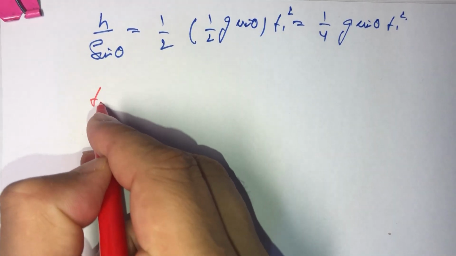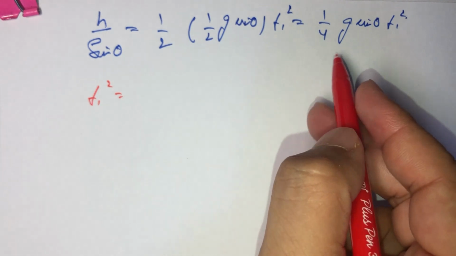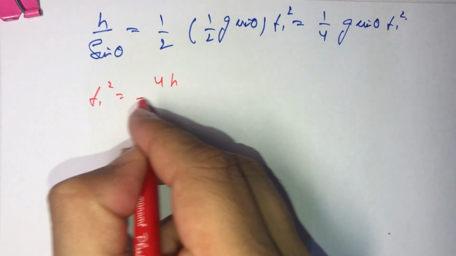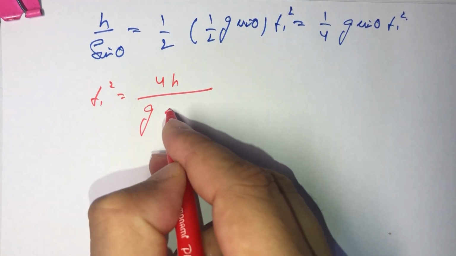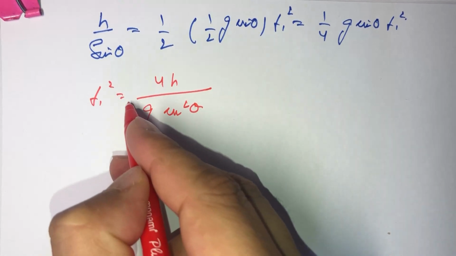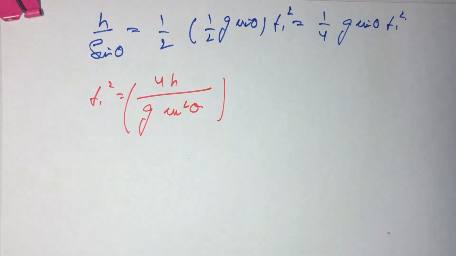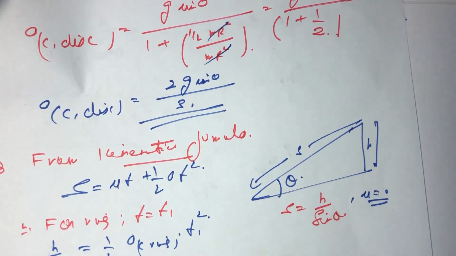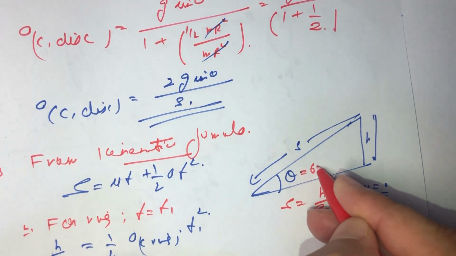So we can say our T1 square is equal to 4h divided by g sine square of theta, and value of theta is equal to 60 degrees. This theta is equal to 60 degrees.